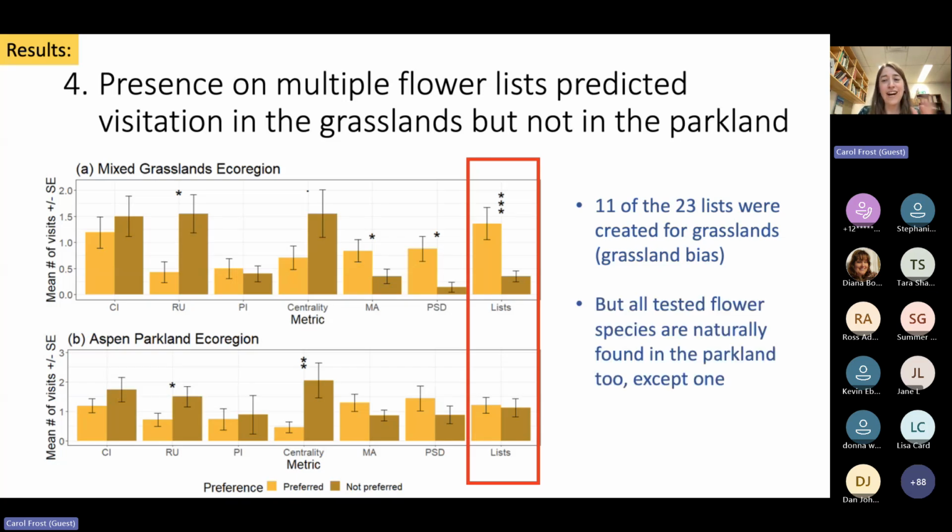So our pooling of lists actually had a grassland bias. However, I'm not sure if that fully exonerates flower lists because all tested flower species are also naturally found in the parkland too. So why shouldn't lists be predictive in the parkland, in the grassland area of the parklands as well, which is where we tested these, except for the one flower species. And yeah, so we found some success for flower lists.